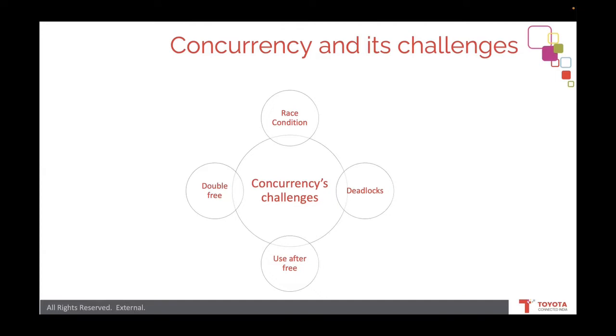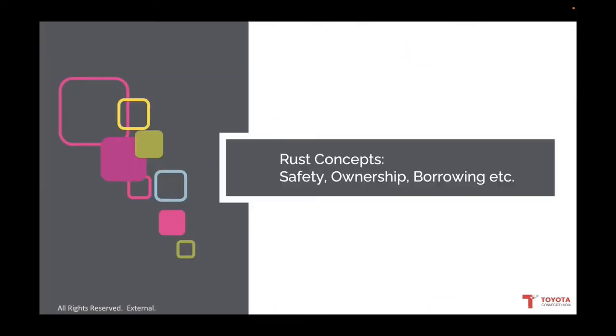The main part comes when we see the concurrency implementation. It also comes with some challenging tasks when we try to implement concurrency in other programming languages like C, C++, or Java. It gives some problems, that is data races, double free, deadlocks, use after free, and there are many challenges that we generally face when we try to implement concurrency. So before deep diving into concurrency, I will give some introduction about some basic Rust concepts so that everyone can be on a single page.